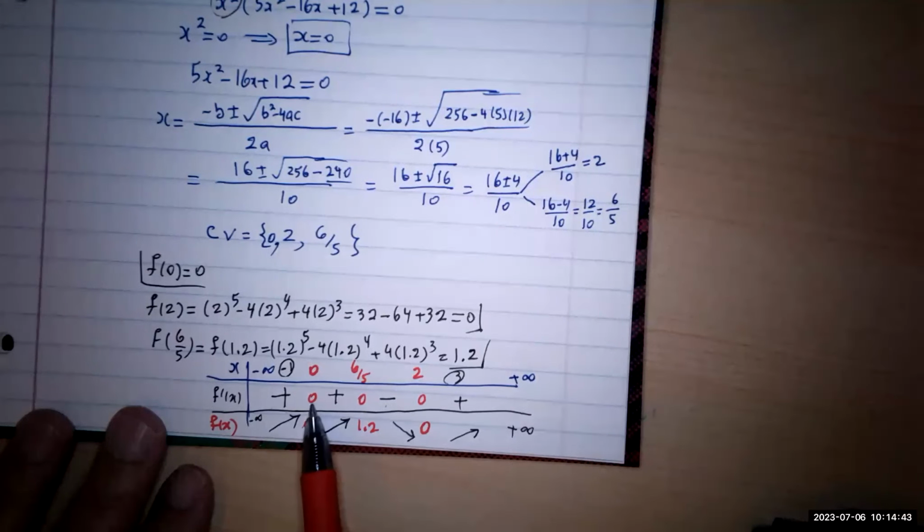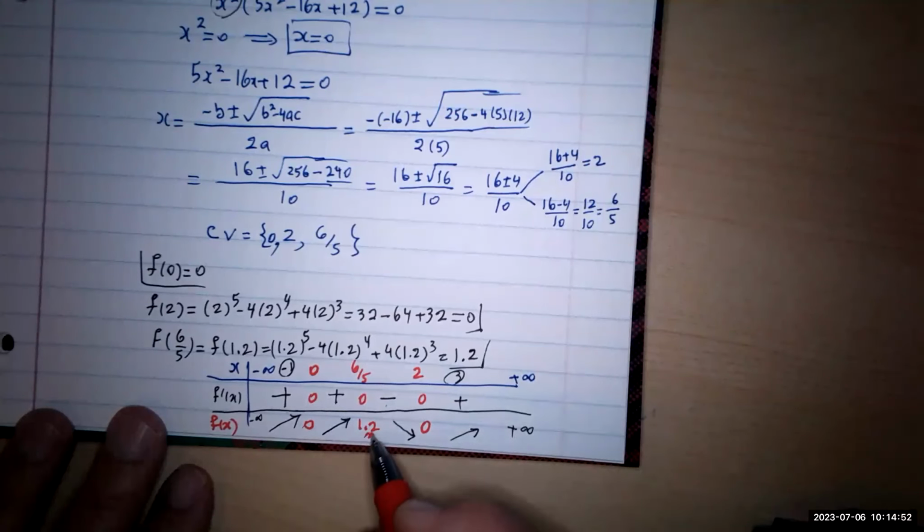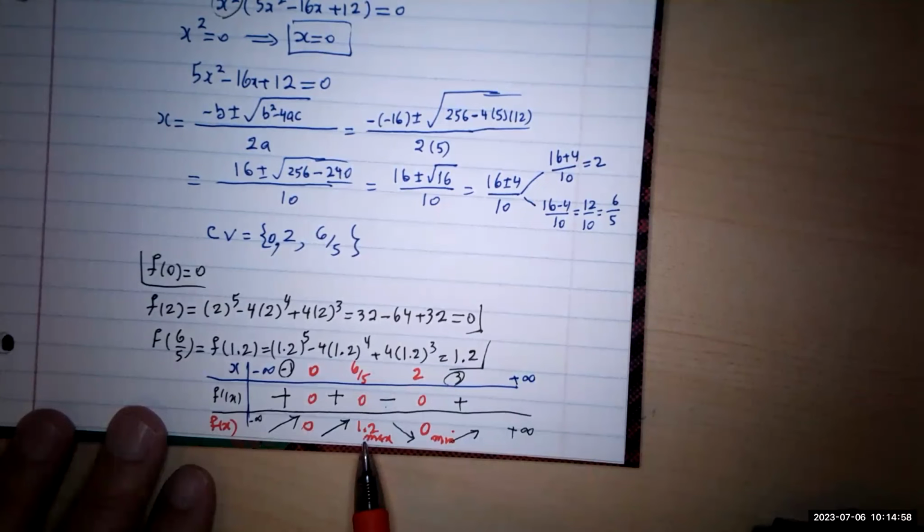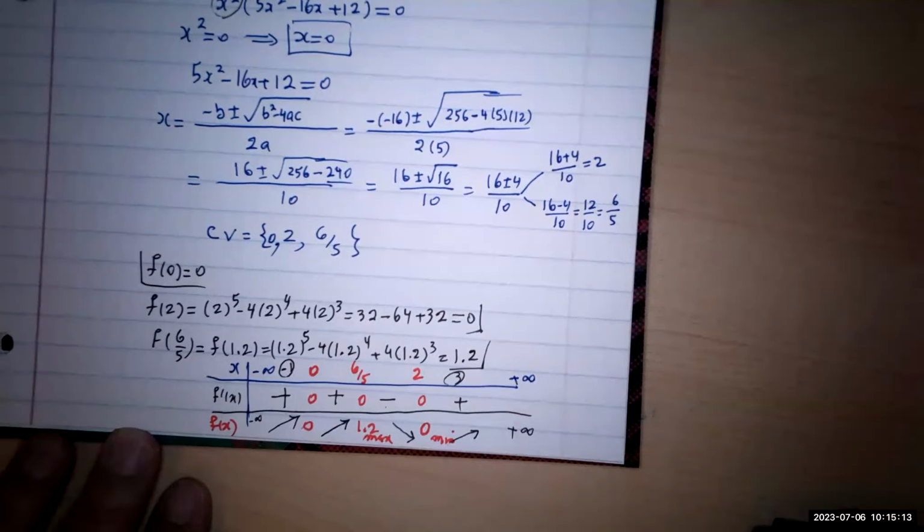0 is the critical value, but around the 0, nothing happens. Up, up, up. But up, down, this is a maximum. Down, up, this is a minimum. So this means f of 0.5 equal to 1.2 is a relative maximum, f of 2 equal to 0 is a relative minimum. At 0, we won't get anything. They call it a stationary point again.